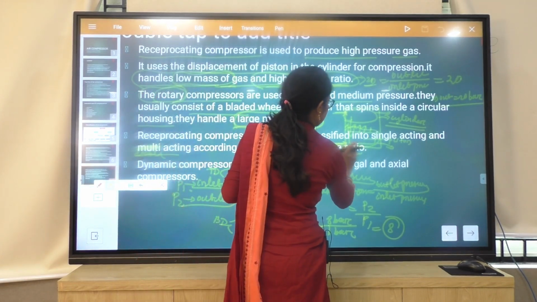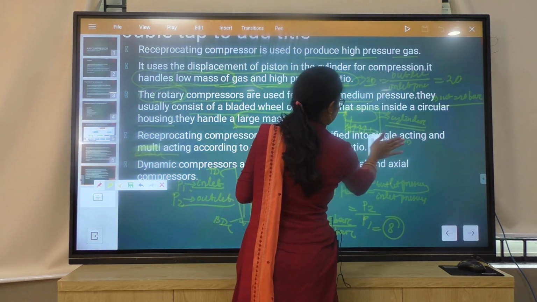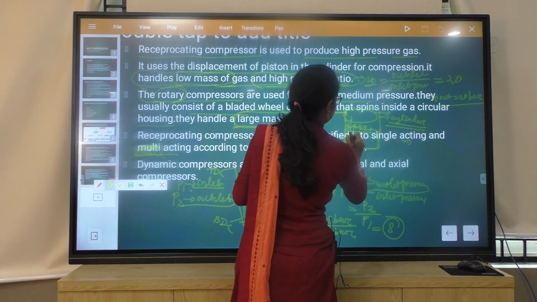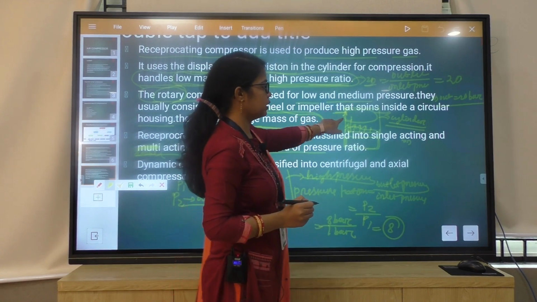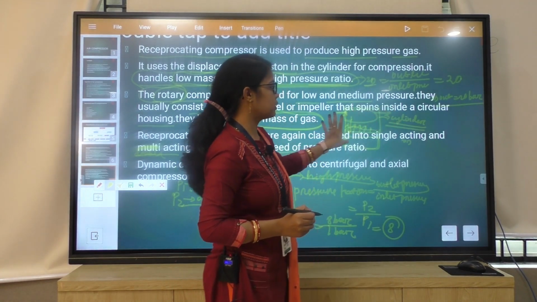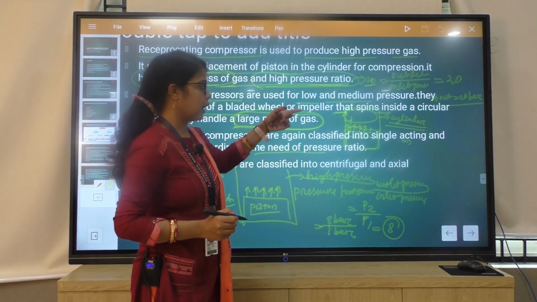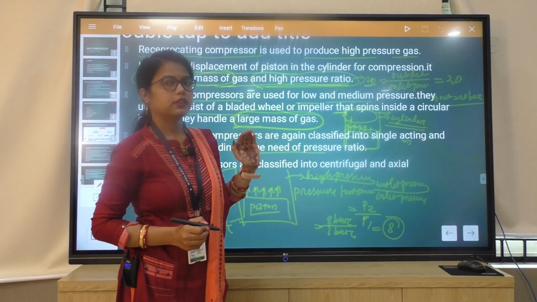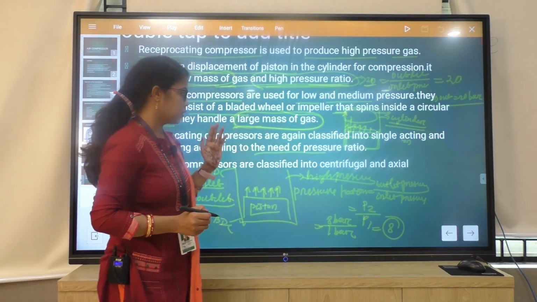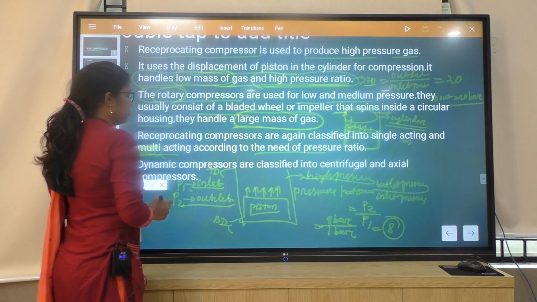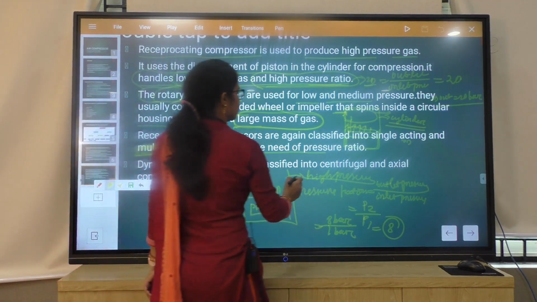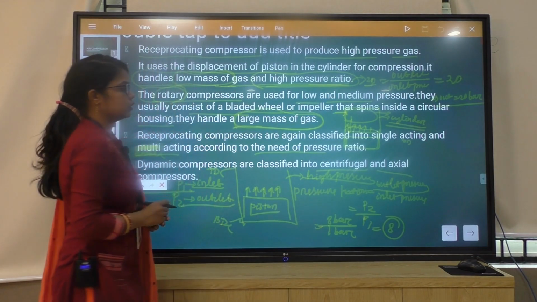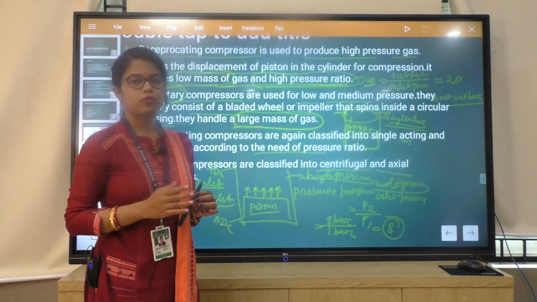That means if at one side of the piston, this is the piston, if at only one side of the piston the inlet is there and the outlet is there, then that is called single acting. And if at both sides of the piston the inlet and outlet are there, then that is called double acting air compressor. And dynamic compressors are further classified into centrifugal type and axial type air compressor. This is all about your classification of air compressor.